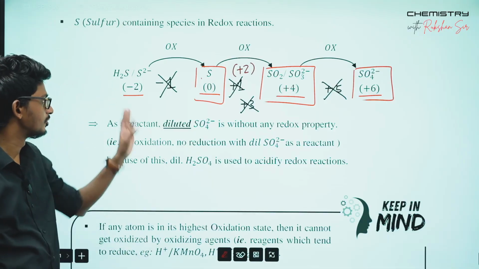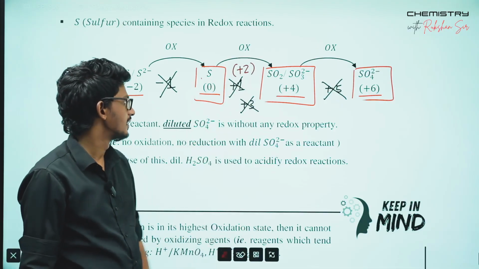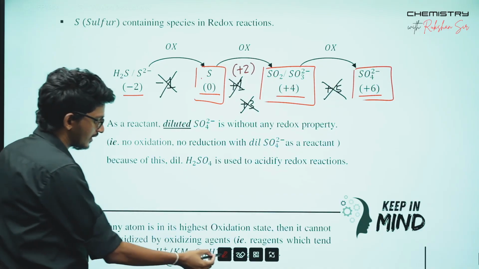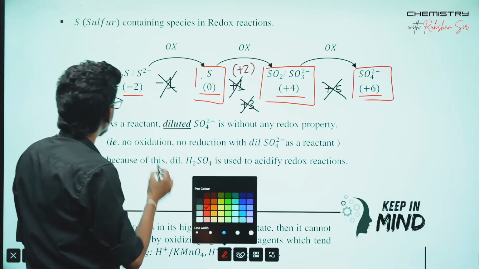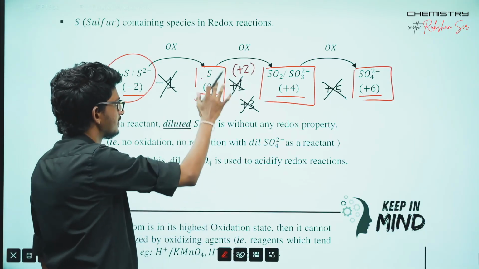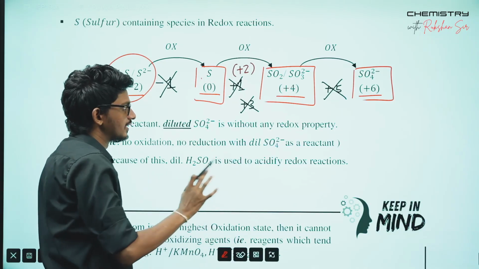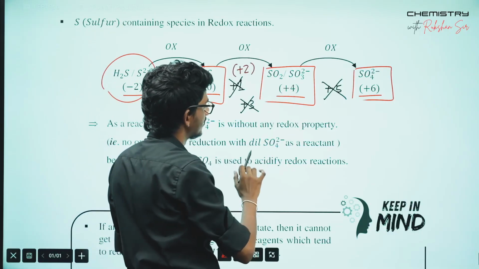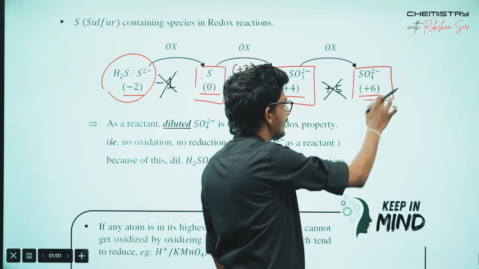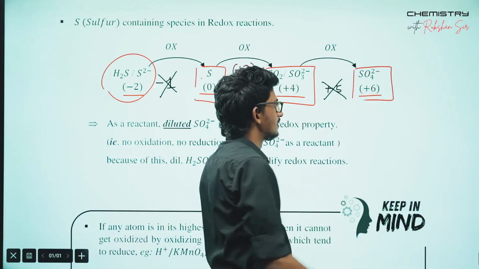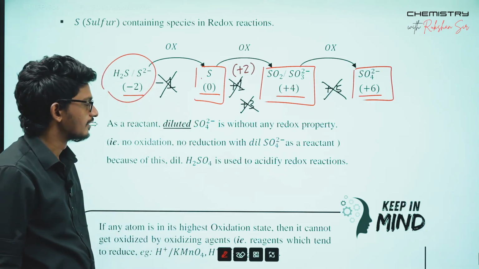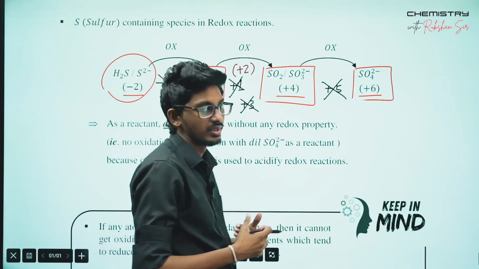So in chemical calculations, these are the oxidation states you should know. If sulfur is going to give a -2 product, that is definitely H2S or S2-. If it is going to give a 0 product, that is sulfur. If it is going to give a +4 product, that is SO2 or SO3 2-. If it is to give a +6 product, it is definitely SO4 2-. That is how sulfur-containing species participate in redox reactions.